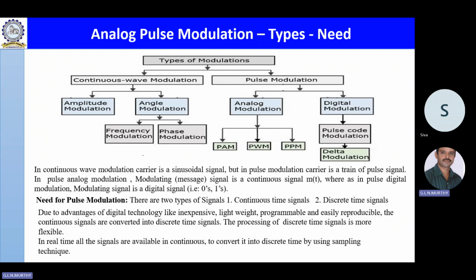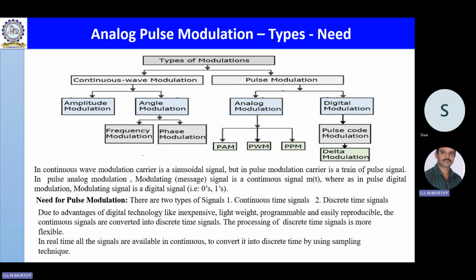By this time we might have got good knowledge about the different analog modulation techniques, particularly continuous wave modulation techniques. We know the broad category of modulation classification. Fundamentally, we have classified the modulations into analog modulation techniques and digital modulation techniques. This classification is based on whether the message is analog or digital.